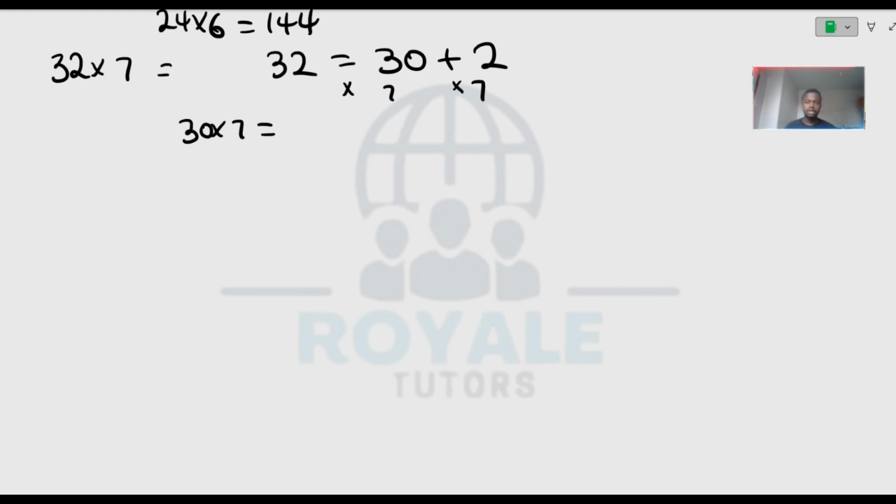So you have 30 times 7. 3 times 7 is 21. So you write 21 and then you put 0 at the back. So 30 times 7 is 210. Then you pick the remaining part, which is 2 times 7.